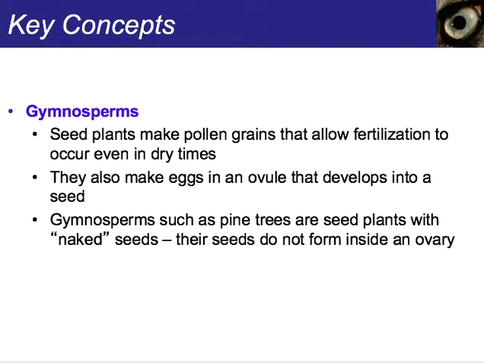So gymnosperms are seed plants that make pollen grains that allow fertilization to occur even in dry times. They also make eggs in an ovule that develop into a seed. And gymnosperms, such as pine trees, are seed plants with naked seeds. Their seeds do not form inside an ovary.